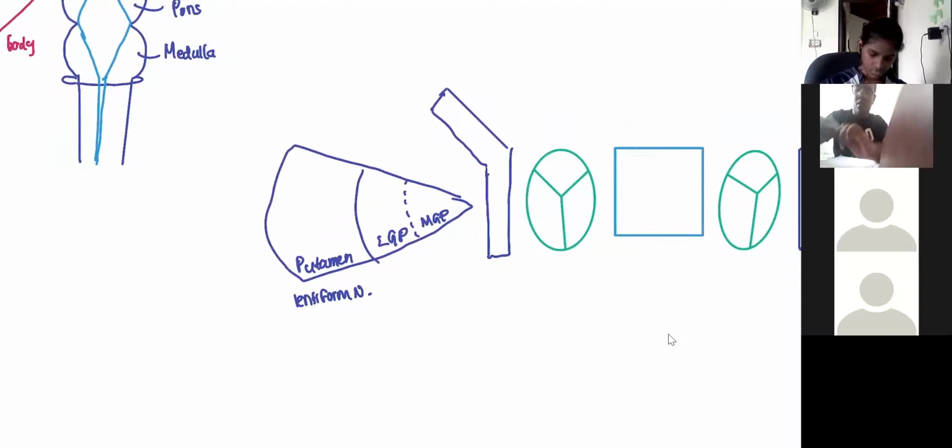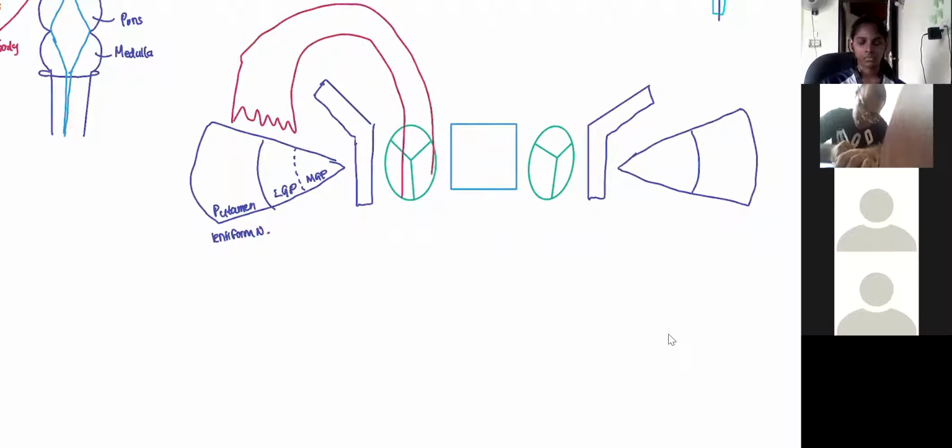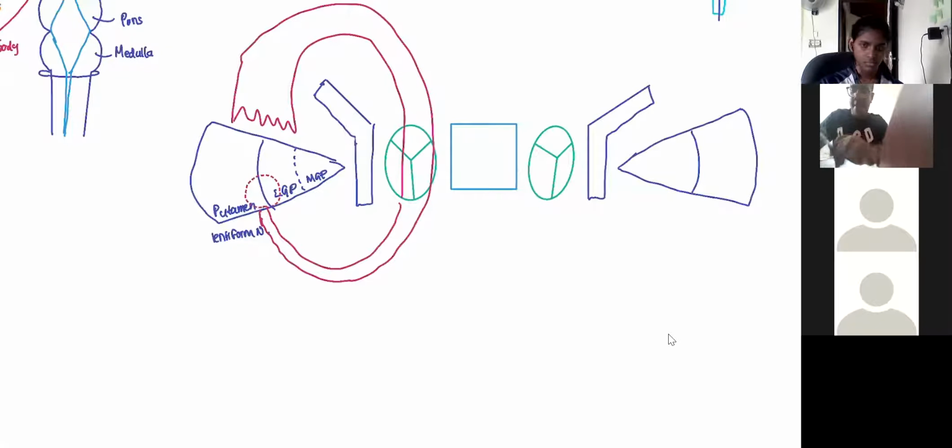Now, can someone tell me, there is a structure which comes like this, goes above the thalamus, and comes back below the putamen. It comes back below the putamen, and there's a bell at the bottom, which is a very important structure. Can someone tell me what is this nucleus called? Caudate nucleus. Yes, caudate nucleus.